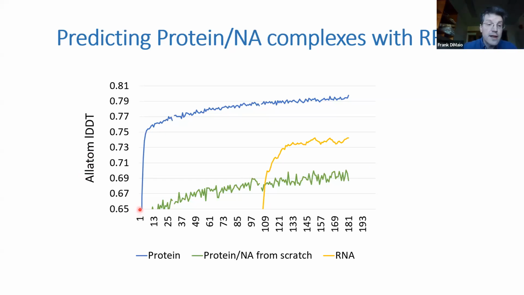For RoseTTAFold 2, the data that I just showed, it eventually hits 0.82 is the value we get to. This is still early training, and so this continues to improve. But the main reason I'm showing this is you can see, relative to this, the performance of RNA-only structure prediction, and then protein nucleic acid. And from scratch here means we're building everything from scratch. So in this case, we don't give it any nucleic acid information. We don't give it any protein information. It has to build the complex from scratch.